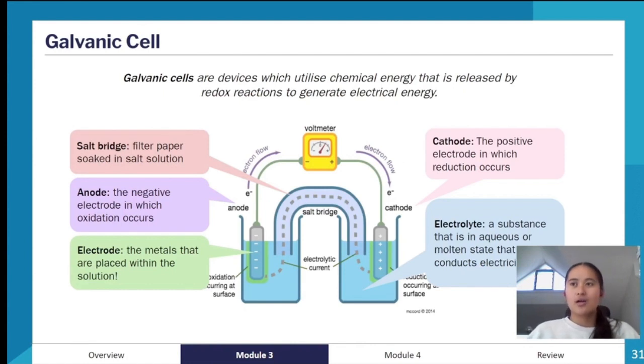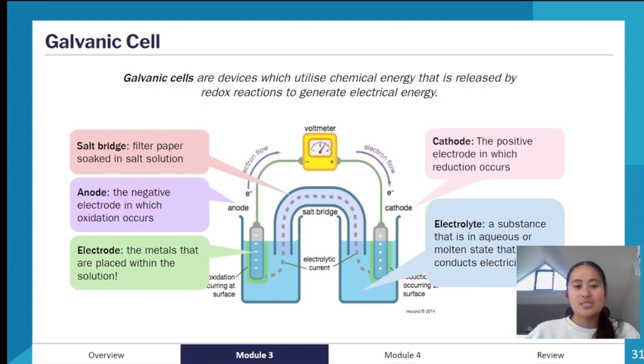So a common thing that comes up in the syllabus and in questions regarding redox is the galvanic cell. These are devices which utilize chemical energy released by redox reactions to generate electrical energy. And here are the key parts of a galvanic cell. We have the electrode, where the metals are placed within solution. We have the anode, which is the negative electrode, and the cathode, which is the positive electrode.